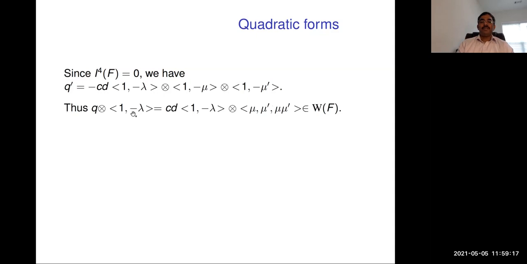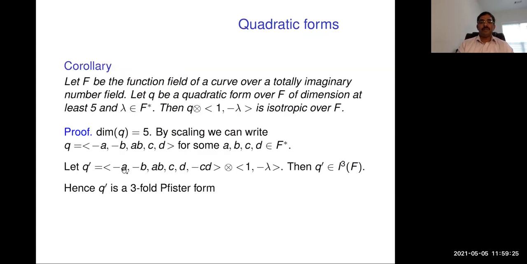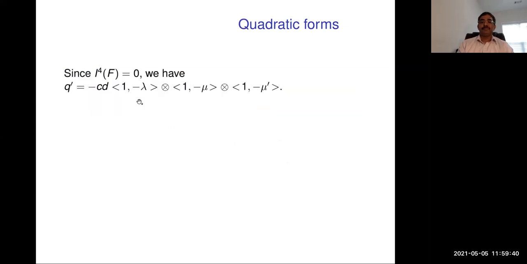Thus, if you look at this q tensor 1 minus d, the 5-dimensional form in q prime is q. So the difference between q tensor 1 minus lambda and q prime tensor 1 minus lambda is this minus CD times 1 minus lambda. You just subtract that, then the q tensor 1 minus lambda will be just CD of 1 minus lambda tensor mu prime. Because this minus CD 1 minus lambda tensor 1 goes away, what you have is just this one. They are equal in the Witt group.